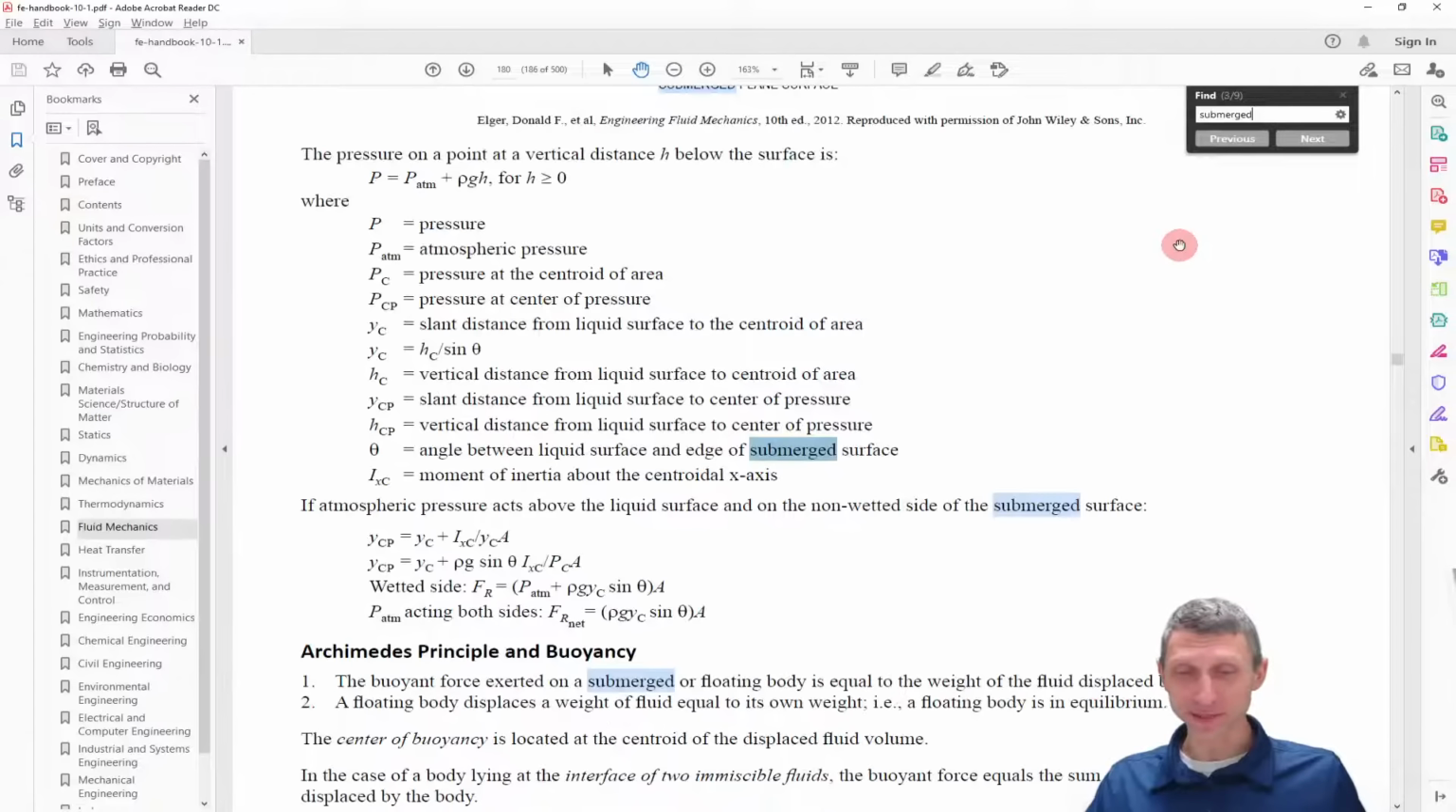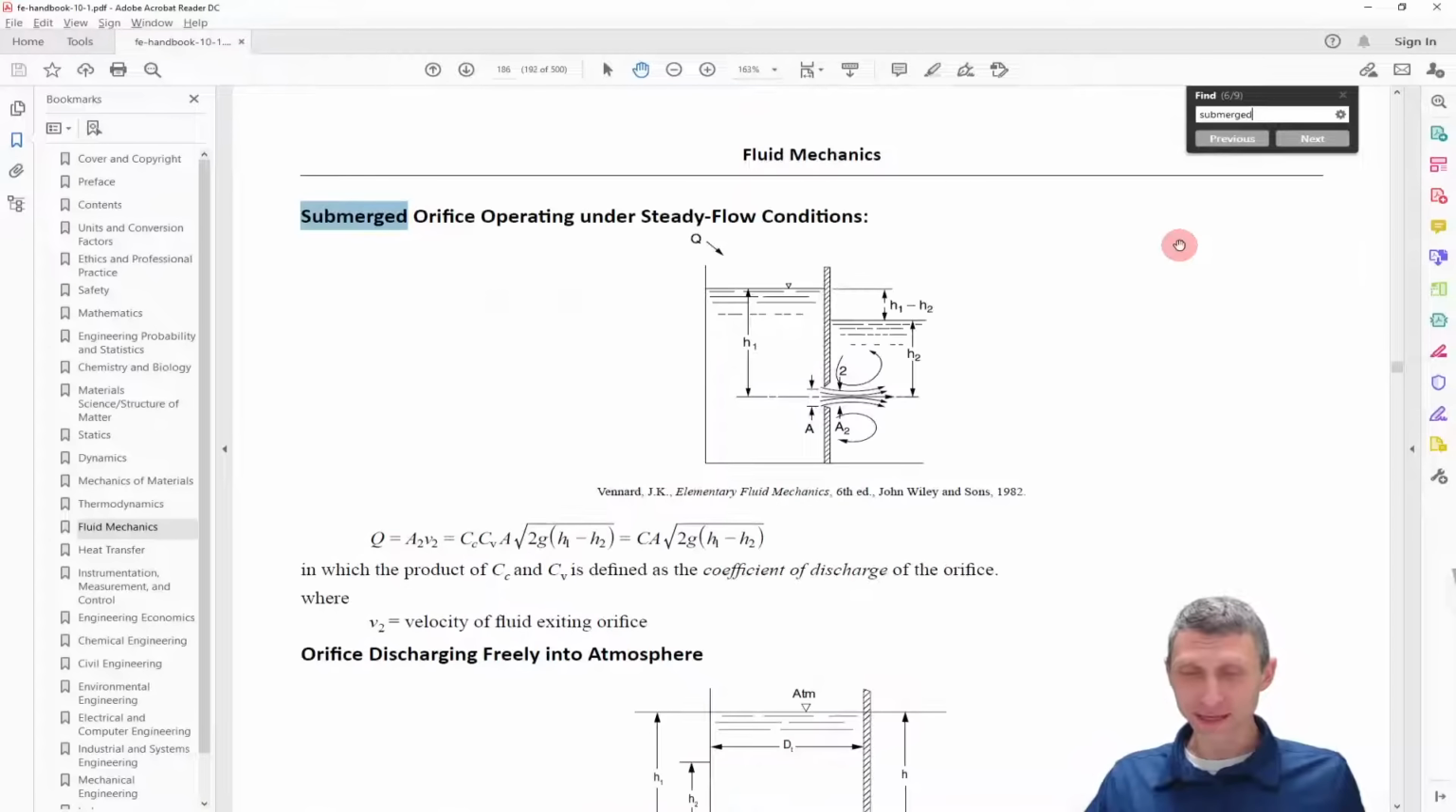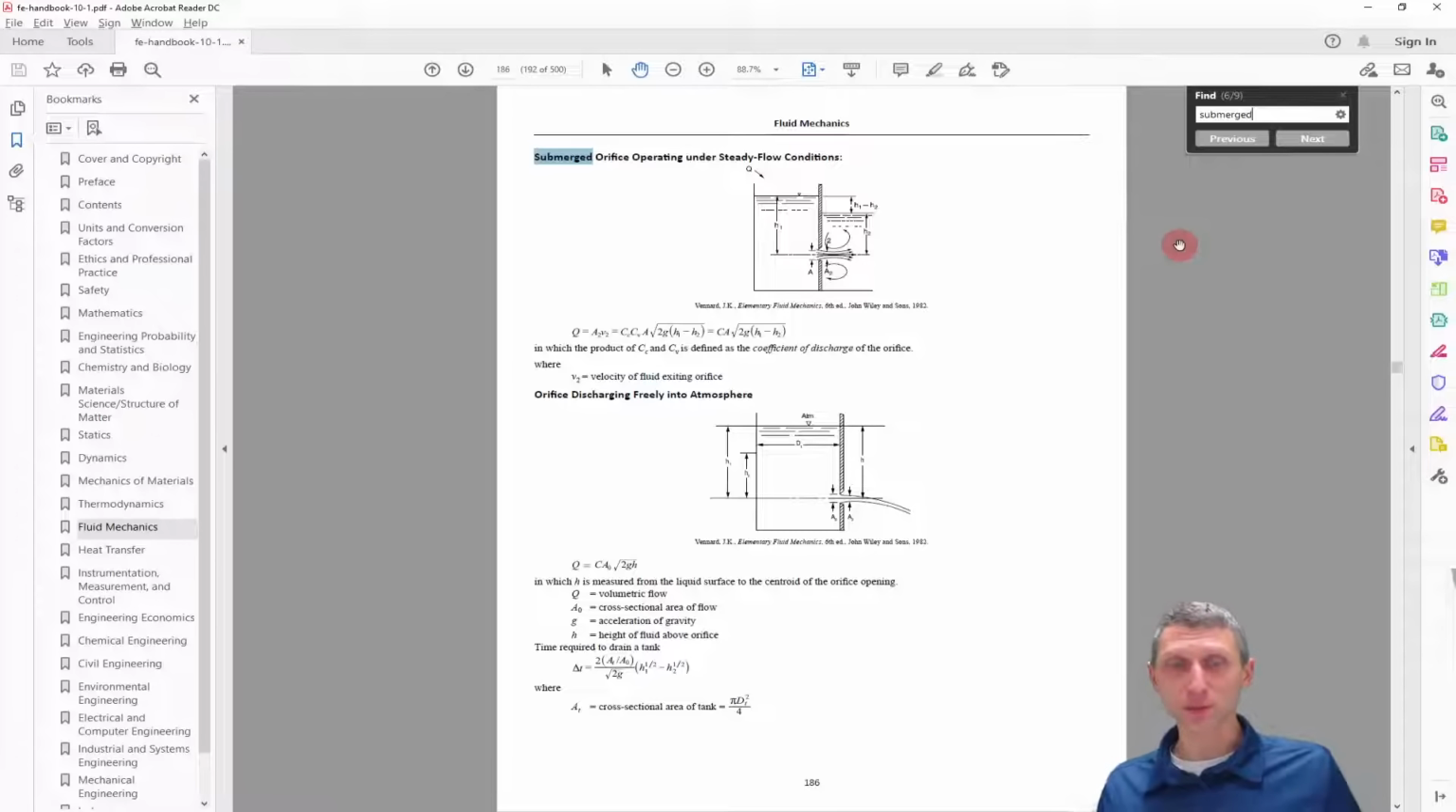Don't worry. That's a fun one. That's a favorite on the FE. Submerged surface, and then here's a submerged orifice. So there are different types of orifices. I just picked this one. I mean, we have an orifice discharging to the atmosphere.